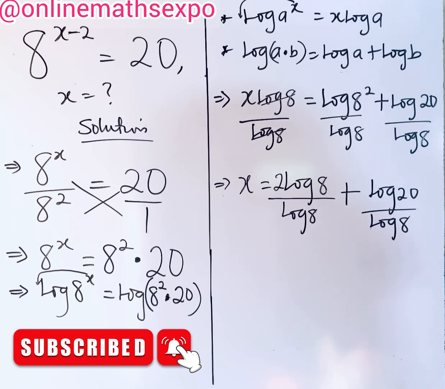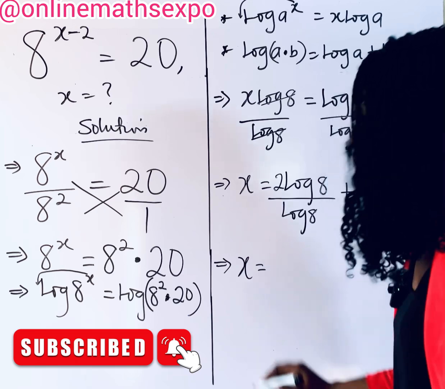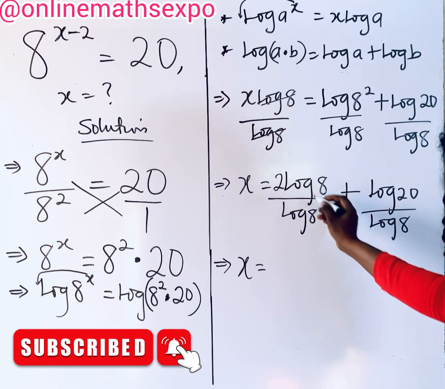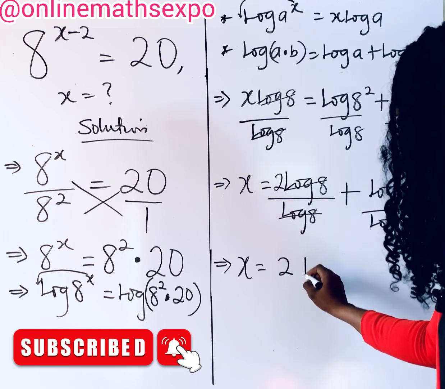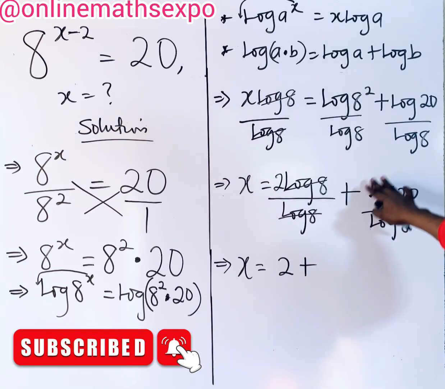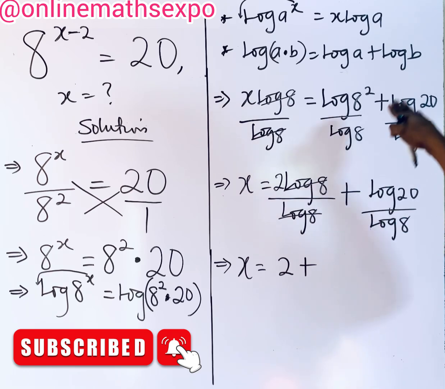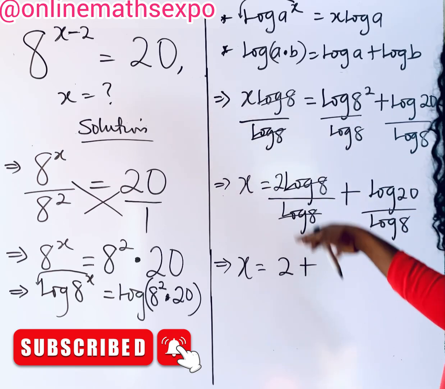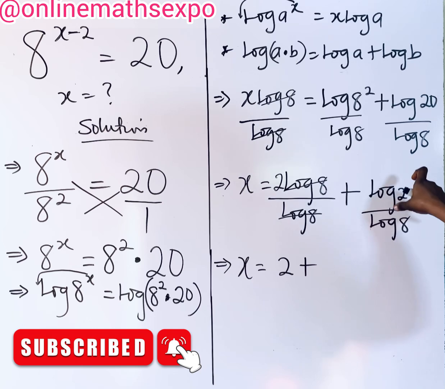So what do you do next? You are simplifying, okay? So you make sure you simplify to the lowest form. So what you do again, you observe that log 8 is here and is also here. So you take it off, you are left with 2 plus. Now, how do you simplify this? Observe that this is 20 and this is 8. They are not yet simplified, okay? You have to reduce it till you get to a prime number. That is when it will be simplified. So what you need to do is simplify this 20, bring out the prime multiplications of this number, okay?